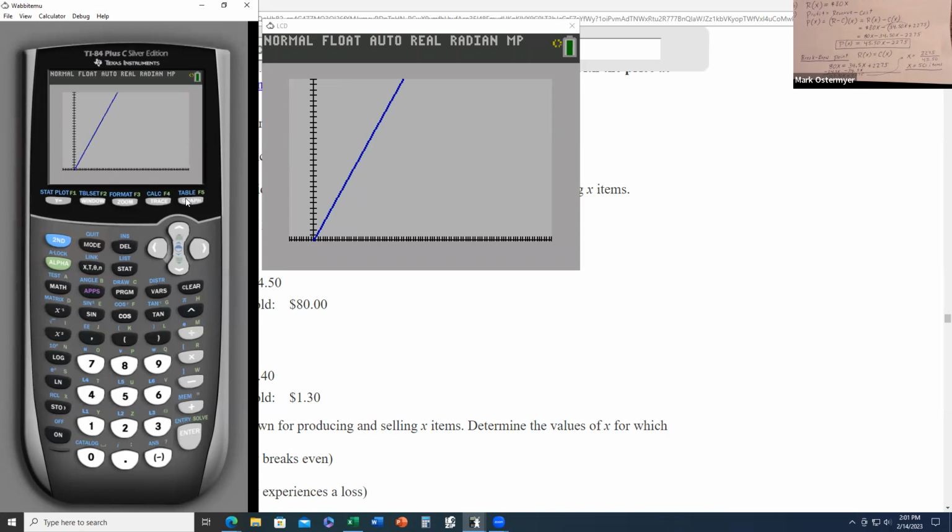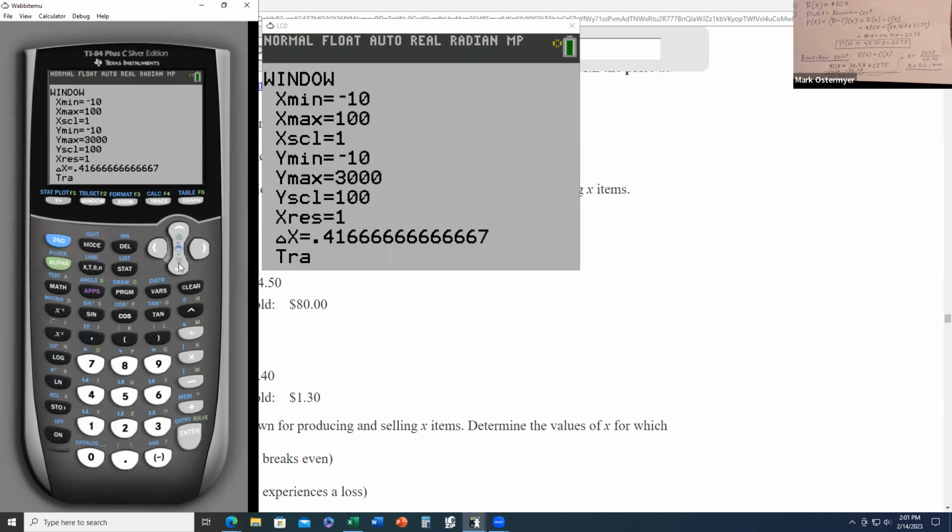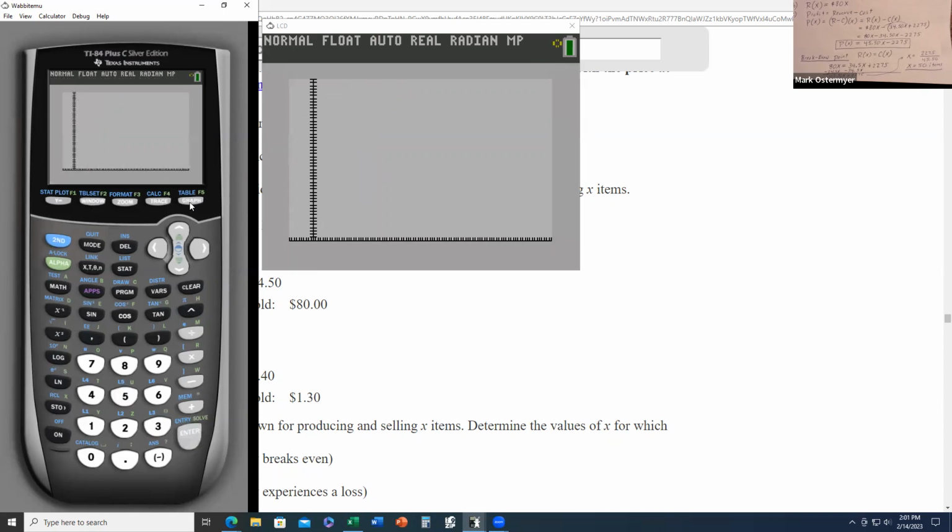There's the graph of your revenue function. Here comes the graph of your cost function. Well, it looks like they're going to intersect each other, but we got to go up higher with our screen to see the point of intersection. So I got to go back to window, and my Y max value's got to go up higher. I got to go up to maybe about 5,000. Hit graph, and let's see what we're looking at now.